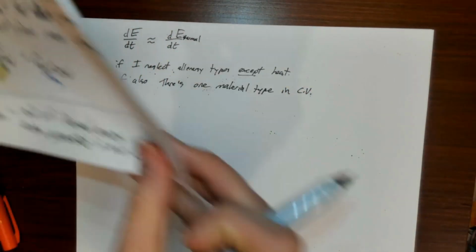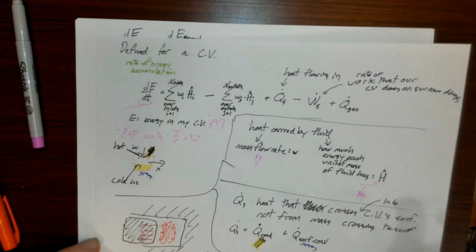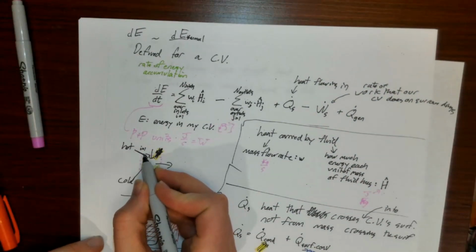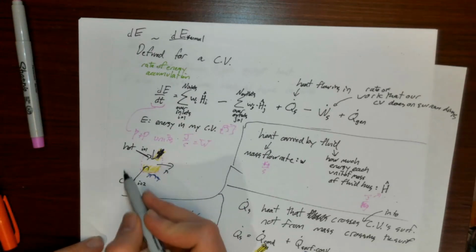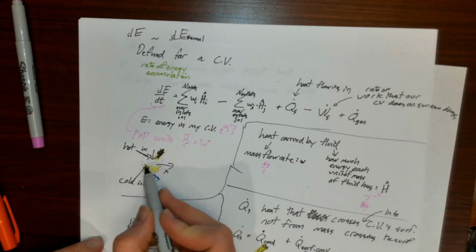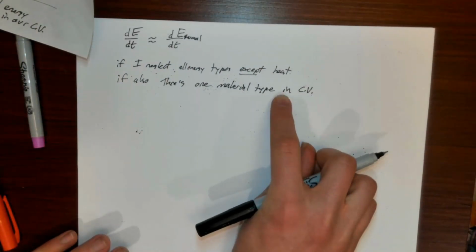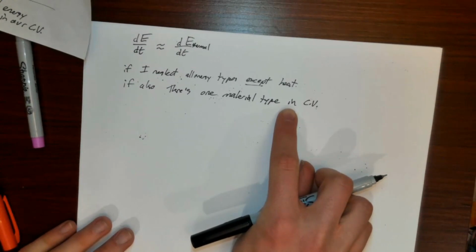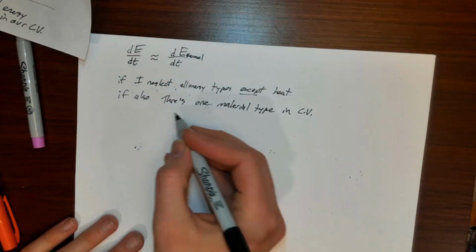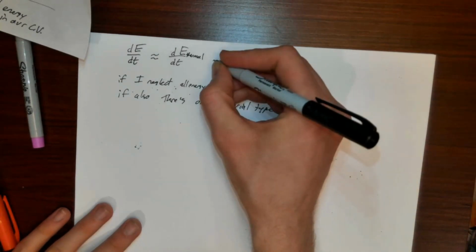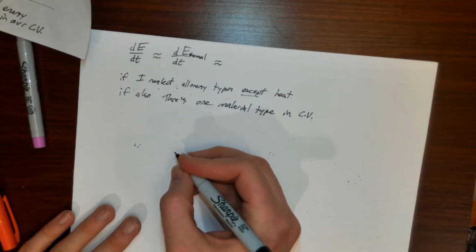So, let's go back to this example here. If I consider this example and draw my control volume just around the part of my hot and cold mixer that contains the fluid, then if there's one material type in our control volume, I can make a further approximation. I can basically say this thermal energy can be expressed as follows.